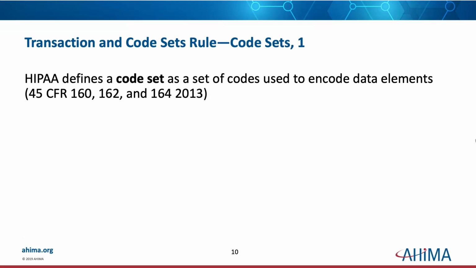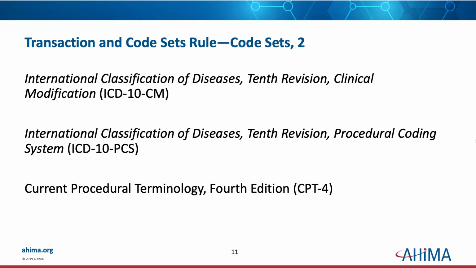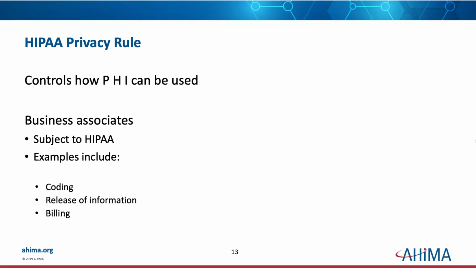HIPAA defines a code set, and that is also here, bottom of page 219. The code sets that we often talk about are ICD-10-CM and ICD-10-PCS, CPT-4, HCPCS, Code on Dental Procedures and Nomenclature, which is CDT-2, and then the National Drug Codes. Those are the code sets that are standard. That's all at the bottom of page 219.